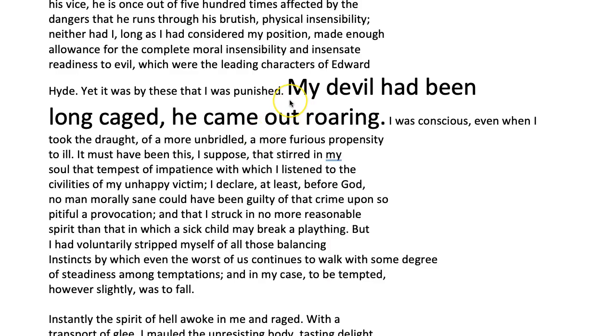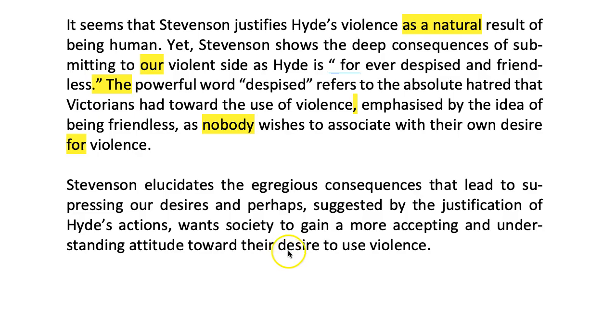Now, you really needed a quotation to prove that, and the one that would have fitted nicely is, "My devil had been long caged, he came out roaring." This is just before he kills Sir Danvers Carew, and he's talking about having caged Hyde up for a 2-month period. So you needed some evidence to back up that idea, and that one would have fit perfectly.